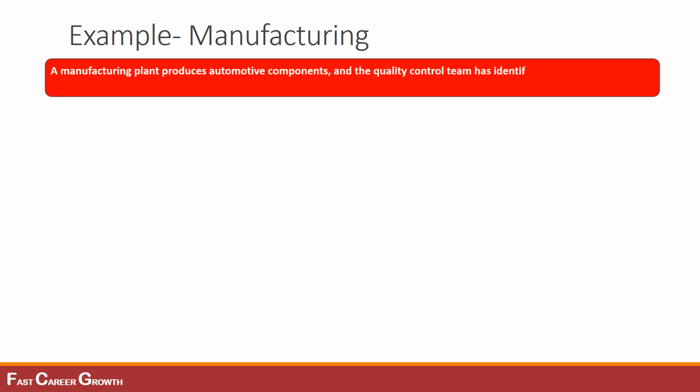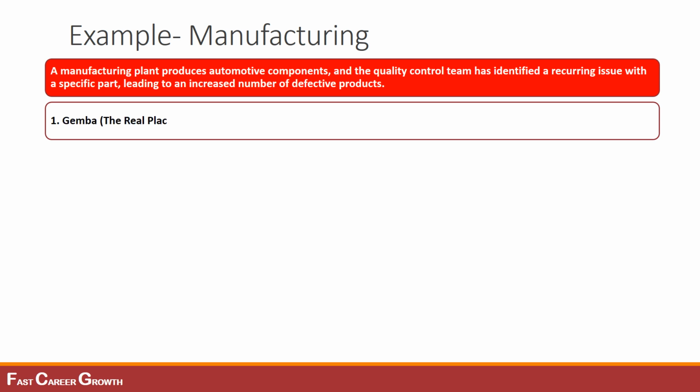Scenario: a manufacturing plant produces automotive components, and the quality control team has identified a recurring issue with a specific part, leading to an increased number of defective products. As per the 5G principle, first is GEMBA, the real place. The quality control team visits the manufacturing line where the defective parts are produced. Purpose of GEMBA: by being at the actual location, the team observes the production process, identifies where defects are occurring, and understands the challenges faced by the machine operators.